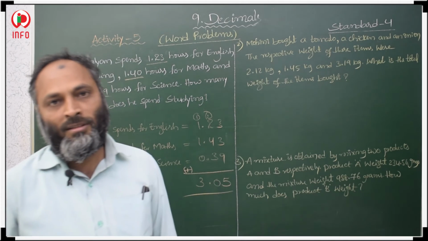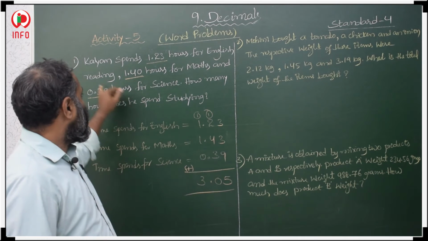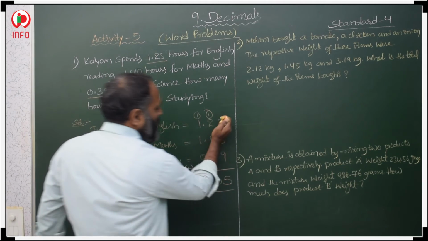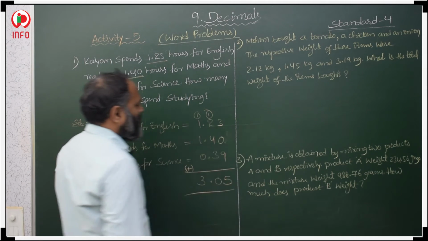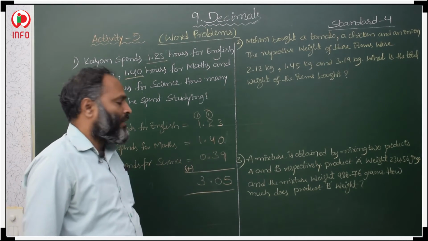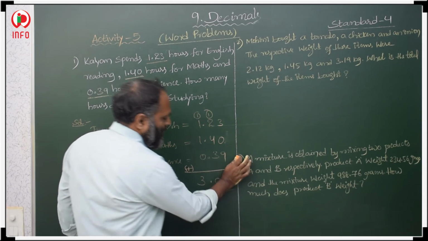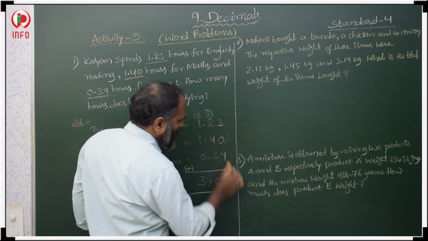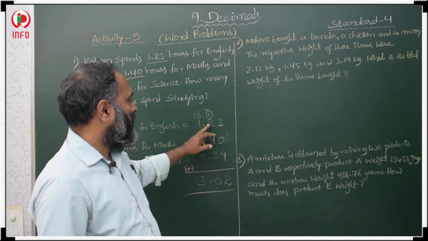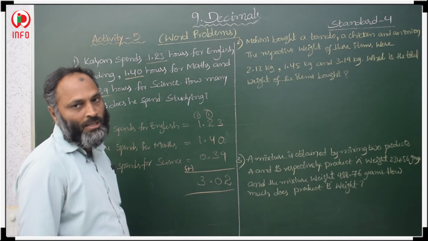Now here time spent for English is 1.23. Time spent for maths is 1.40. Time spent for science is 0.39. Now you add: 9 plus 0 is 9, 9 plus 3 is 12, so here 2 will stay and 1 carries over. 4 plus 3 is 7, 7 plus 2 is 8, 9 plus 1 is 10. Then 3 hours, 3.02 hours.